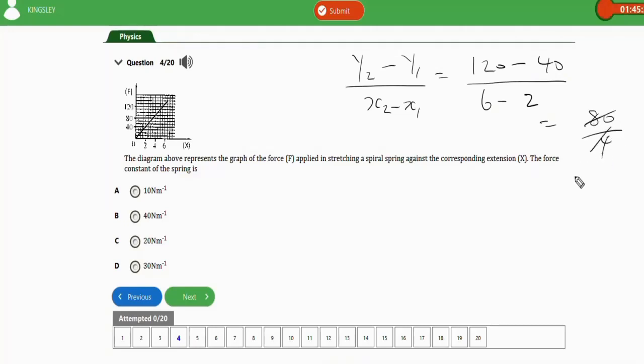So 80 divided by 4, you're going to have the output to be what? 20 Newton per meter. And that will be the answer to this question. The correct option is Option C. Okay, so that's it for this question. Let's wipe this and solve the next repeated question.